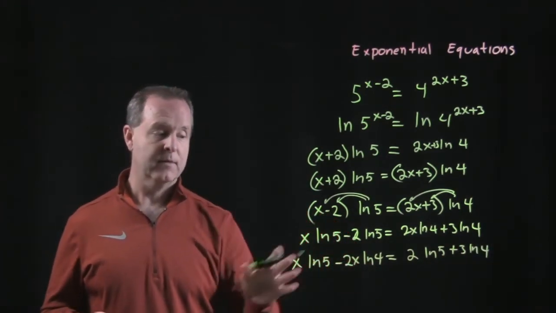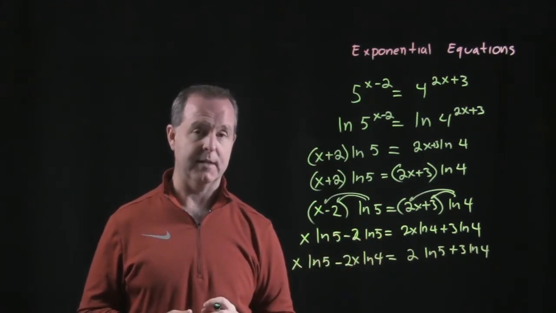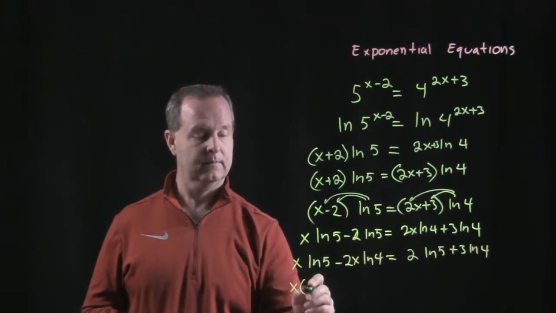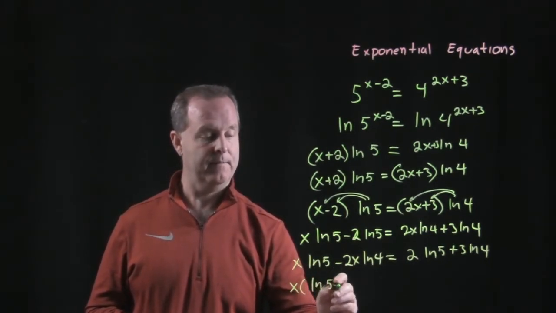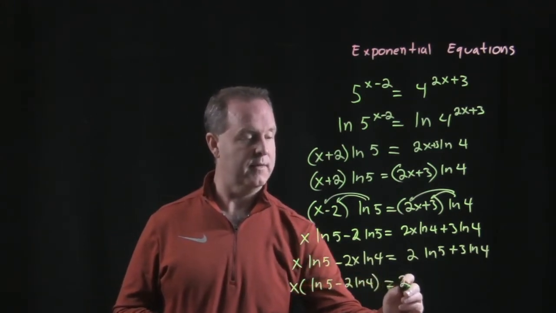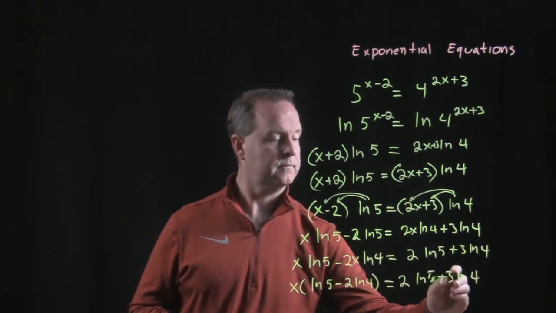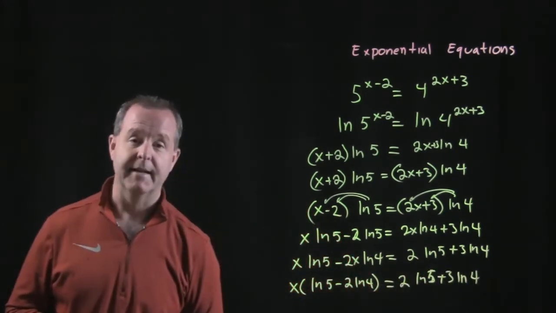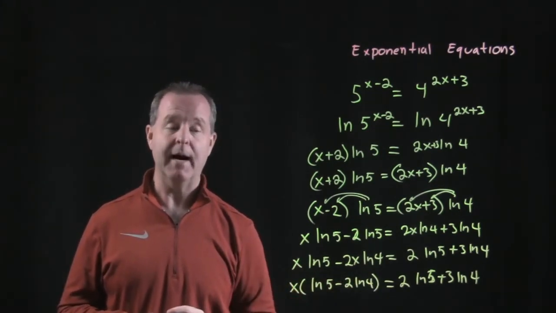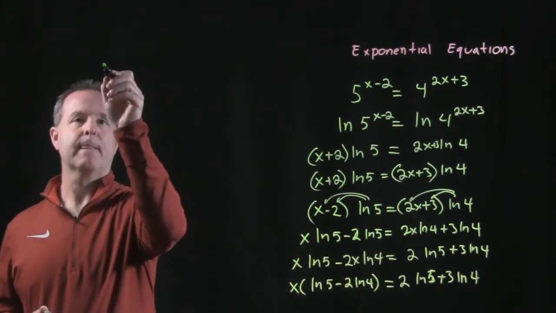All right. So I have all the variable terms on one side, all the constants on the other side. Here we can factor an x out. Then I'm left with a log of 5 minus a 2 log of 4 equals all this stuff. Nothing new over here, folks. Nothing to see. And now we want to isolate the variable, which is x. So I'm going to divide both sides by this monstrosity. So let's just write it down.